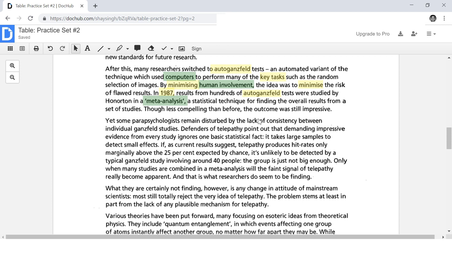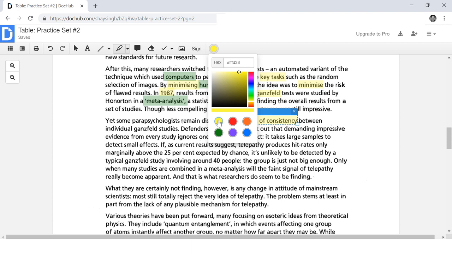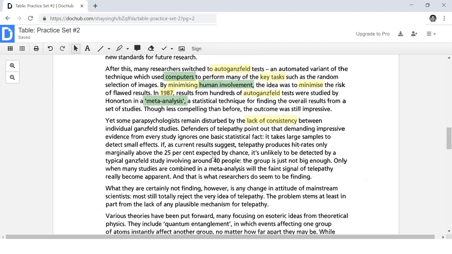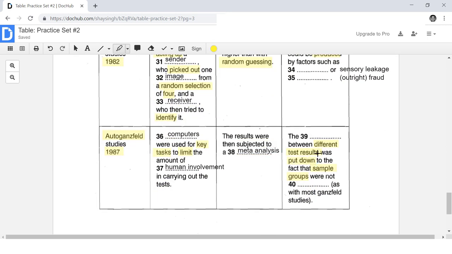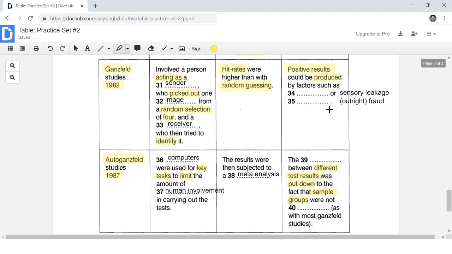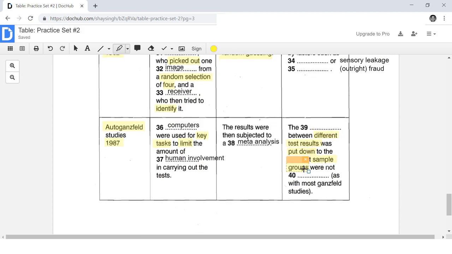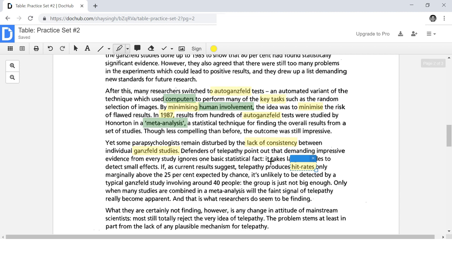Okay, so I have a feeling that it's going to be around here. It talks about lack of consistency and is still talking about that second experiment. So that's probably going to be the spot where we find the different flaws. So now I'm going to be looking for those other keywords from the question, keywords like Ganzfeld studies, hit rates. Let's see. Okay, we don't have the word hit rates. That was before, so we don't care about that anymore. Different test results and sample groups. Different test results, sample groups.